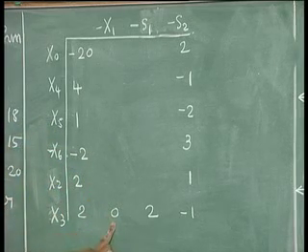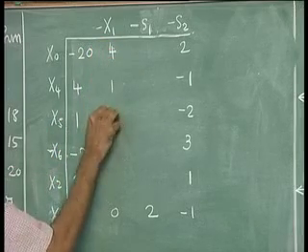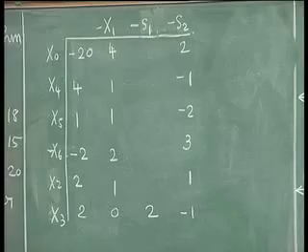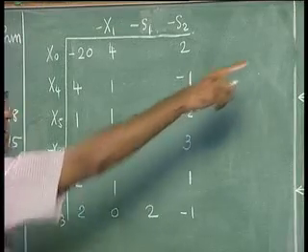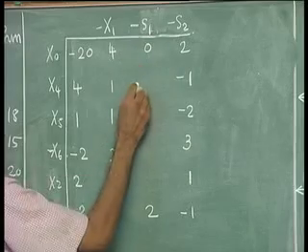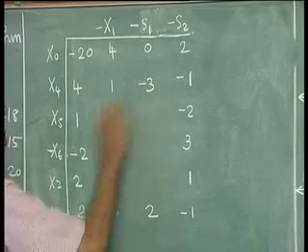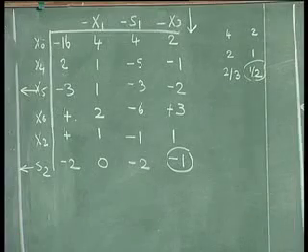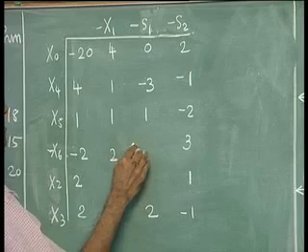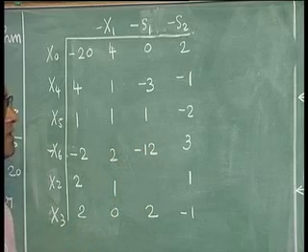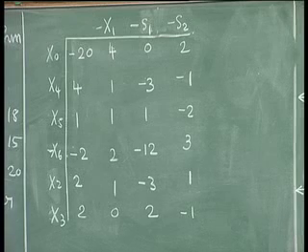Now because of the 0, the same column will repeat, 4, 1, 1, 2, 1. Now this one will be 4 minus 2 into 2, 0, -5 plus 2, -3, -3 plus 4, 1, -6, -6, -12, -1, -2 is -3. This is what we get here.